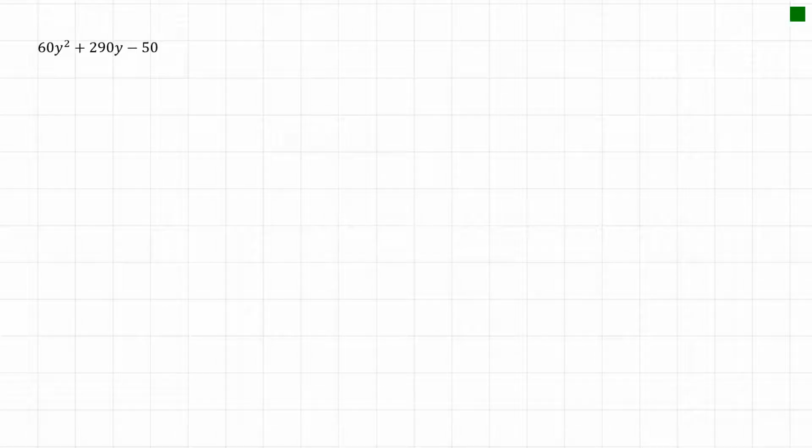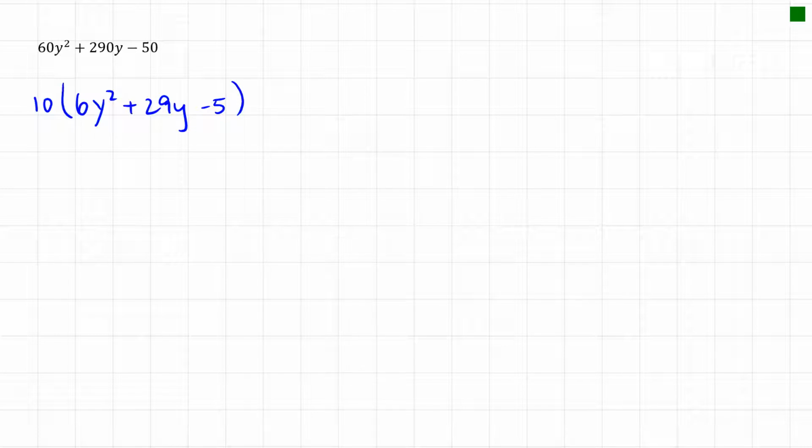The numbers are getting a little bit bigger, but before I dive into my trinomial factoring, I'm going to see if I can common factor first. And notice all the numbers end with a 0, so that means 10 is a common factor. I'm left with 6y squared plus 29y minus 5. That makes the number smaller to deal with.